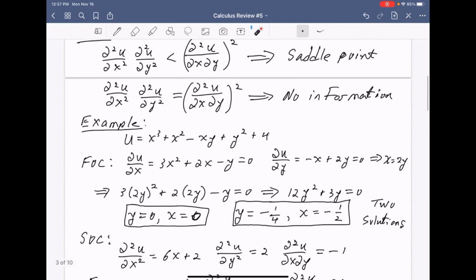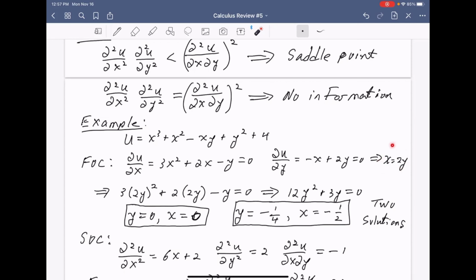Consider the following example. Utility is given by x cubed plus x squared minus xy plus y squared plus 4. The first order condition gives us 3x squared plus 2x minus y equals 0, and the partial of u with respect to y is minus x plus 2y equals 0, which gives us that x is equal to 2y.